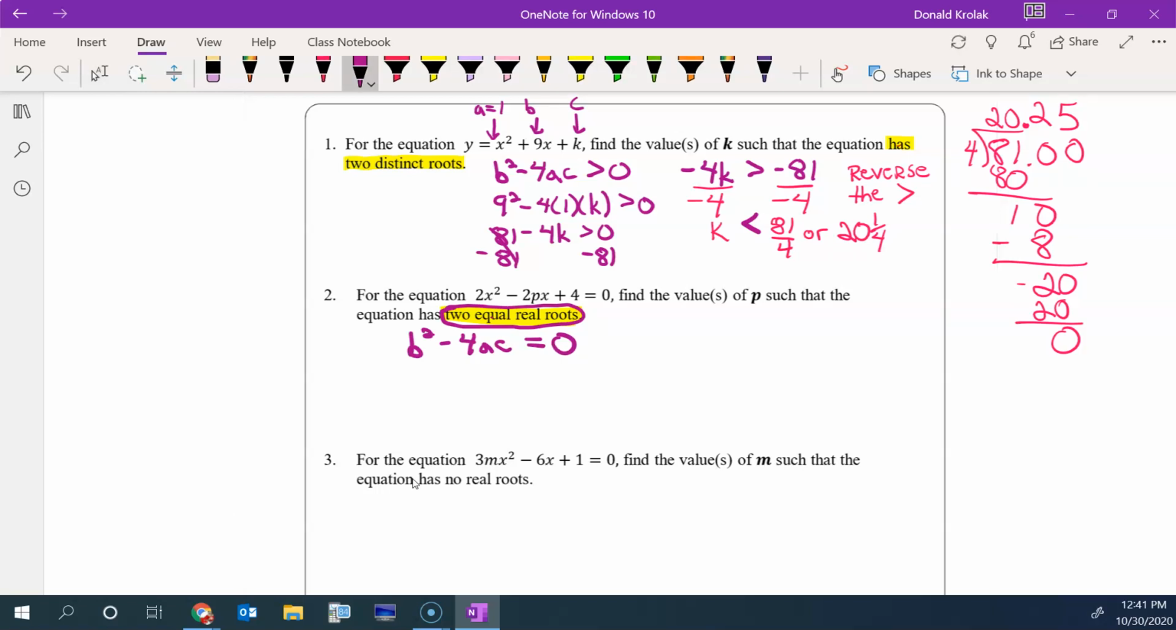Okay, now when you do your A on this, guys, is 2. That's A. Your B is actually negative 2P. So my A coefficient is 2, my B coefficient is negative 2P. And C is 4. And now it's just a matter of plugging it in.